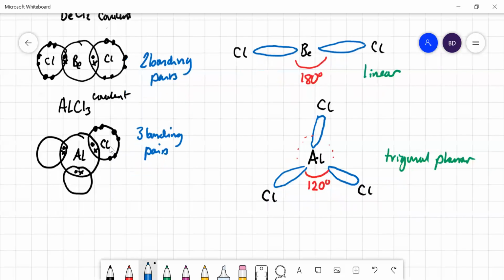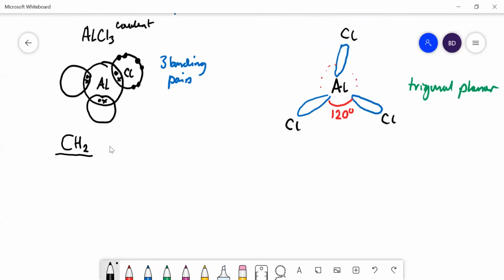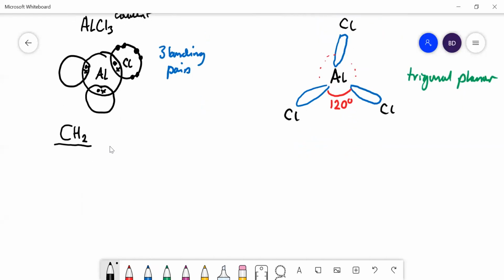Now let's think about when we've got three pairs, but one of them's a lone pair, and I have to think it's a fairly exotic species for that. So we have CH2, which doesn't exist except as a reactive intermediate. You know, it's not stable. You can't have a bottle of CH2. It fleetingly exists, but it does exist.